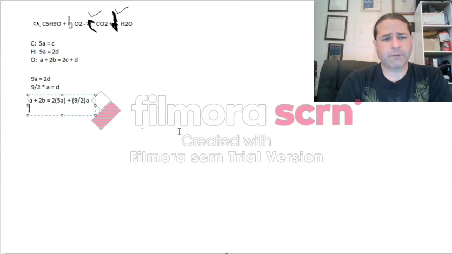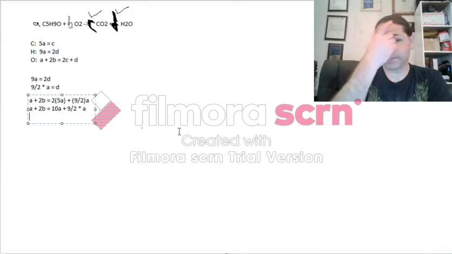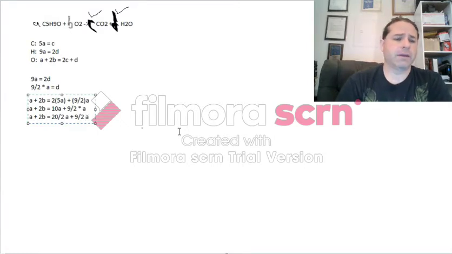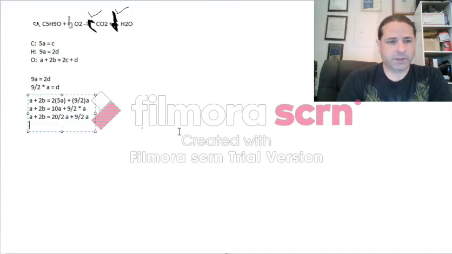So if we look at this, we can start combining like terms. I'll leave the A plus 2B on this side for now. We have 10A plus 9/2 A. And to convert those, we'll go ahead and make this 20/2 A plus 9/2 A. All I really did was get a common denominator between them. So we end up with A plus 2B equals 29/2 A.